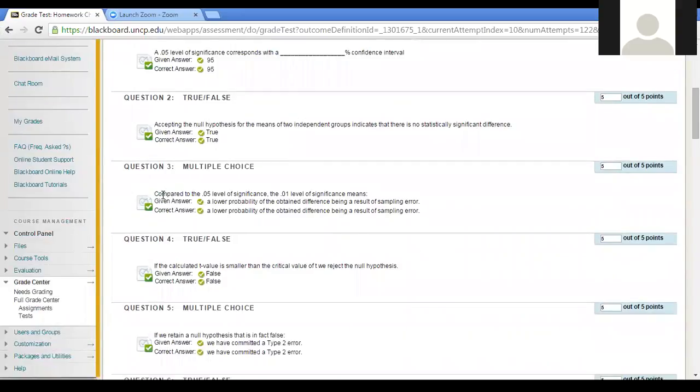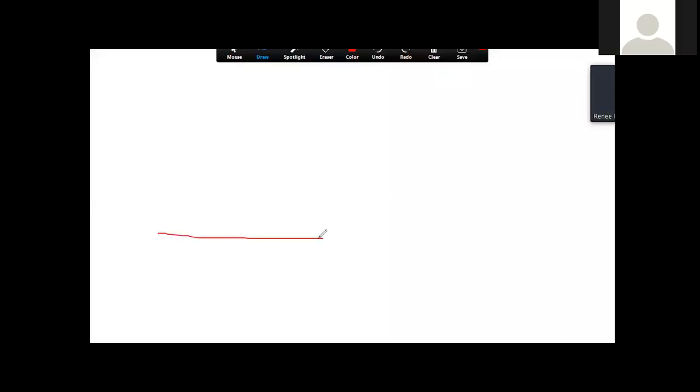classification. Number 3, compared to the 0.05 level of significance, the 0.01 level of significance means that when you move from a 0.05 level to a 0.01 level of significance, your confidence interval gets wider. Let me show you. If this is a 95% confidence interval, it means that in each tail, there is a total of alpha divided by 2. So here's going to be 0.025, all right? So each tail is worth 0.025. Add those together, that's 5% of the tails, and the confidence interval here is 95%.